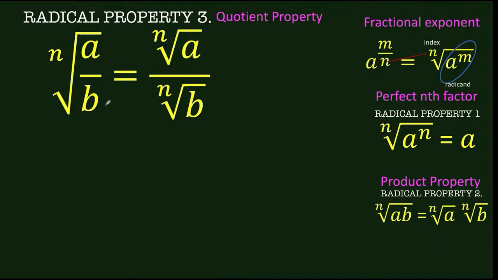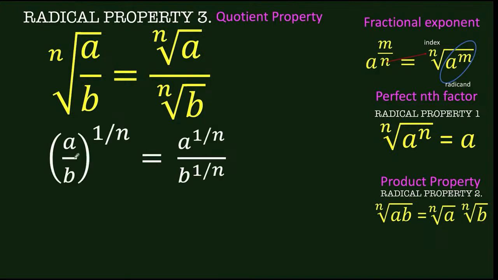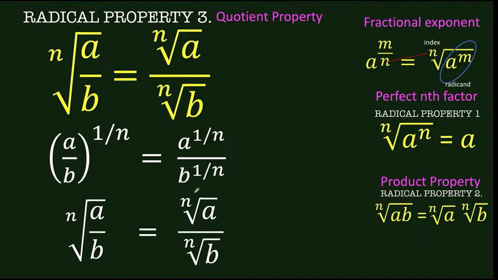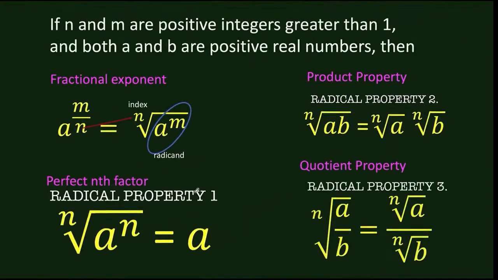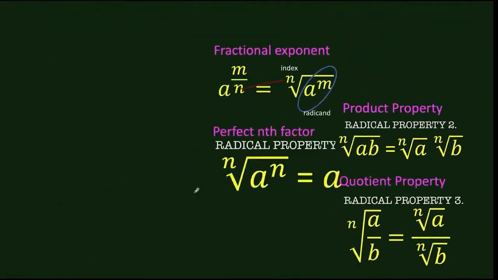We can show that this is true using, again, the exponential form of the number. So the exponential form of this radical at the left side is a over b raised to 1 over n. And here, we have a power of a quotient that we can separate as numerator and denominator. So we have the numerator raised to 1 over n, and we have the denominator raised to the same exponent. And we can write this back in their radical form. So these are the 4 properties of radicals that we are going to use to simplify radicals.